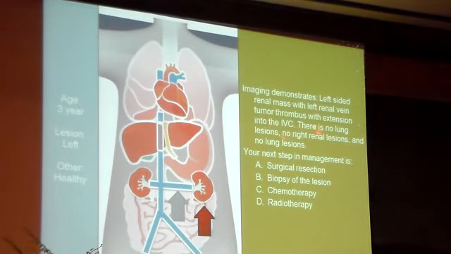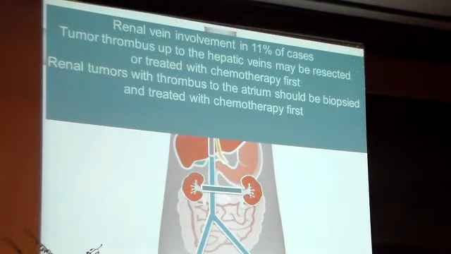What about renal vein thrombus? So you actually have a thrombus in the renal vein on the left side going into the vena cava. Again, those are around 11% of cases where you would get tumor thrombus. The best treatment for these is to treat initially with chemotherapy. A lot of times you can shrink the thrombus and then come in.